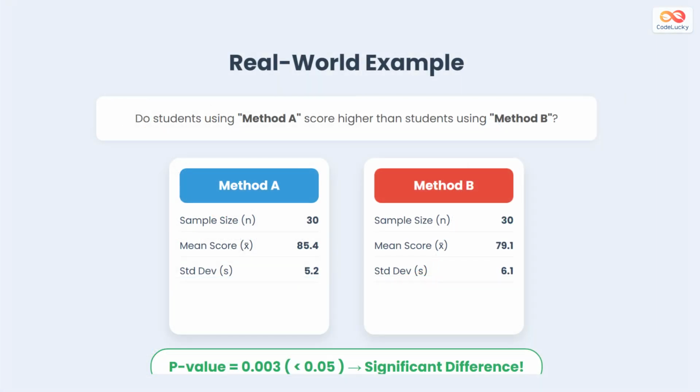Let's look at a real-world example. Suppose we want to know if teaching method A is better than method B. We sample 30 students for each. Method A has a mean score of 85.4 and method B has 79.1. After running the test, we get a p-value of 0.003. Since this is much less than 0.05, we conclude there is a statistically significant difference.